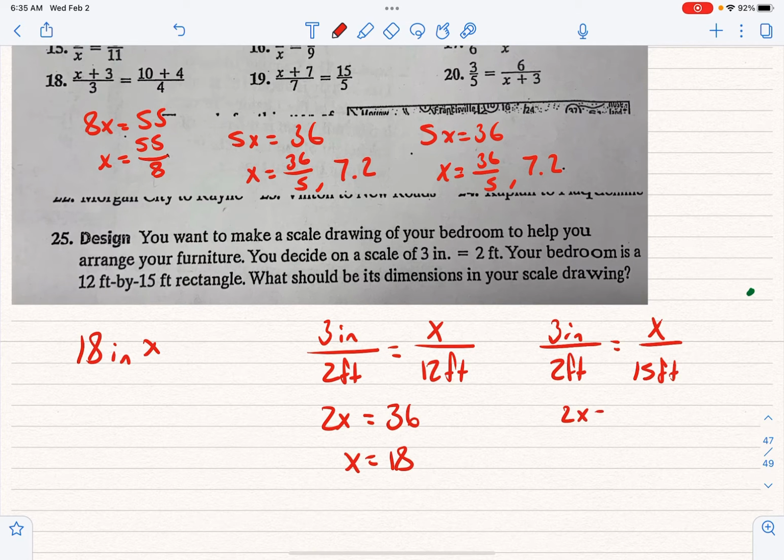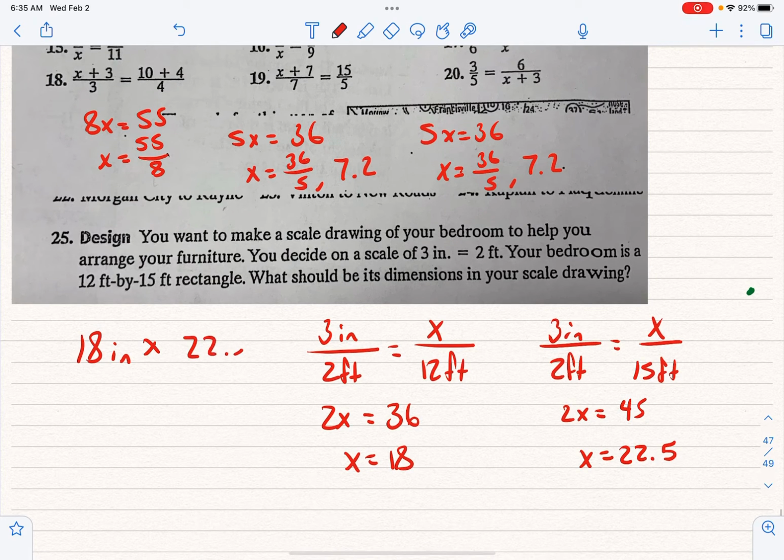Cross multiply, you get that 2x is equal to 45, so therefore x is equal to 22.5. So 22.5 inches. What we did there is we knew that this was the relationship: 3 inches was equal to 2 feet. And we didn't know how many inches a certain number of feet was, and so that's why we had to set up a proportion like that. Hopefully that made some sense. I know we're moving quick.